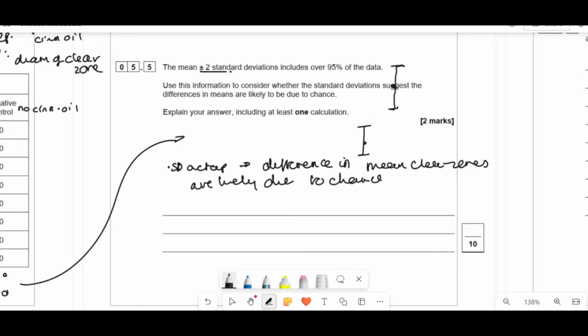The reason we do plus or minus 2 standard deviations is because it gives you 95% of the data. That's a pretty decent amount of data to include. So if 95% of the results from here and here overlap with each other, then it's probably going to be due to chance because there are similar results between the two of them. That's what it's trying to get at.